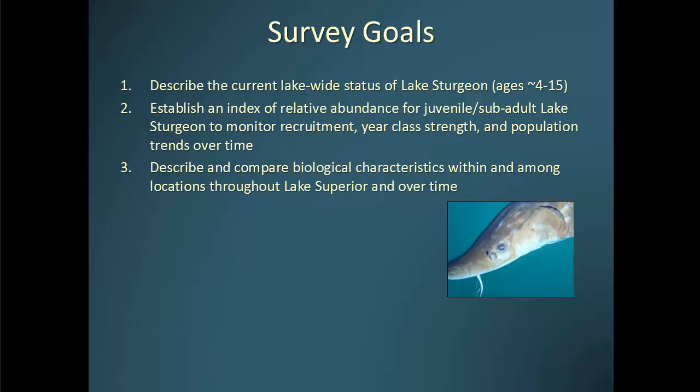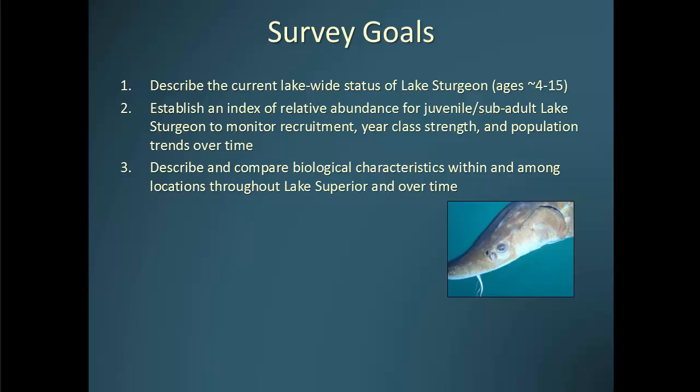For the index survey, we came up with 3 specific goals. The first was to describe the current lake-wide status of Lake Sturgeon. We wanted to focus on ages roughly 4 to about 15, which represent the juvenile and sub-adult stage. And we wanted to look at these age classes primarily so that we could detect the change in anything much quicker than waiting for these fish to become adults.